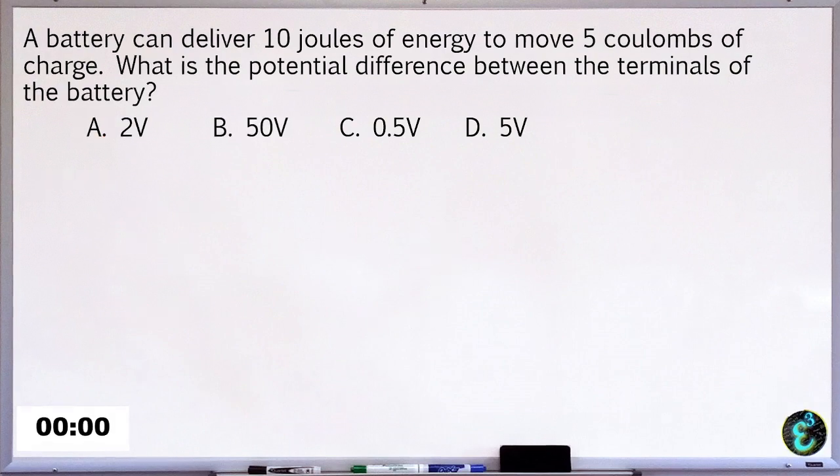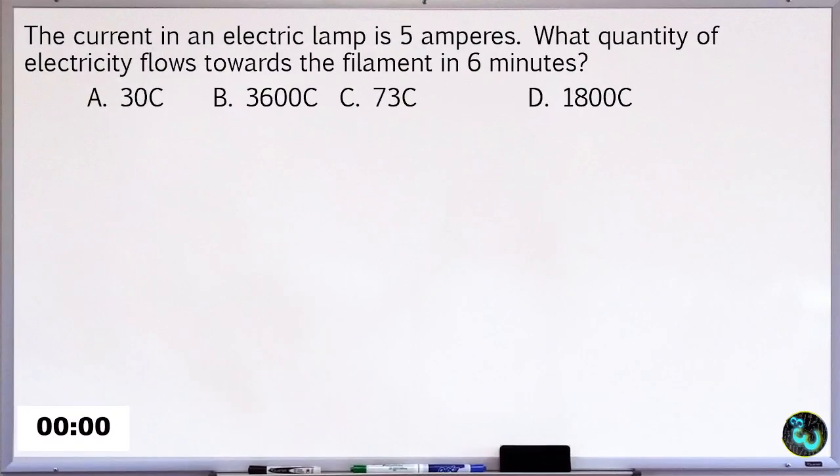Okay. Next, the current in an electric lamp is 5 amperes. What is the quantity of electricity flowing towards the filament in 6 minutes?